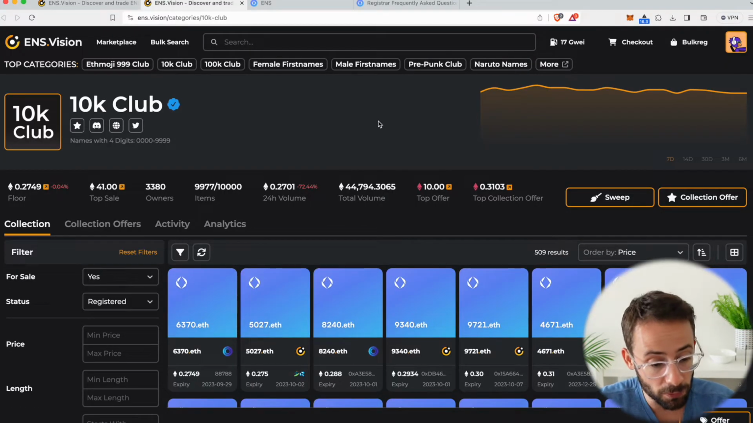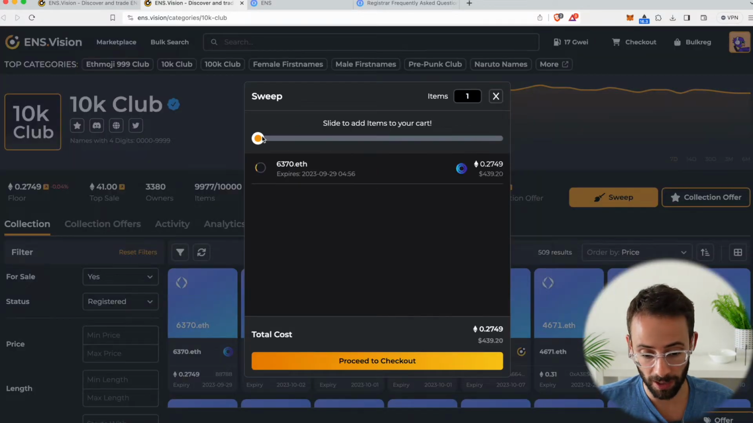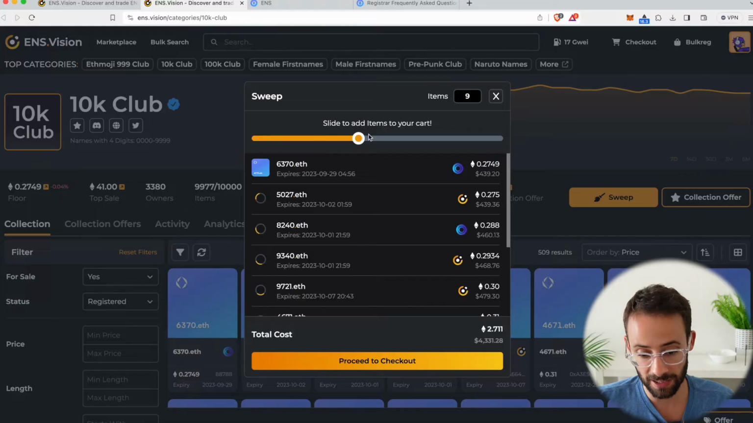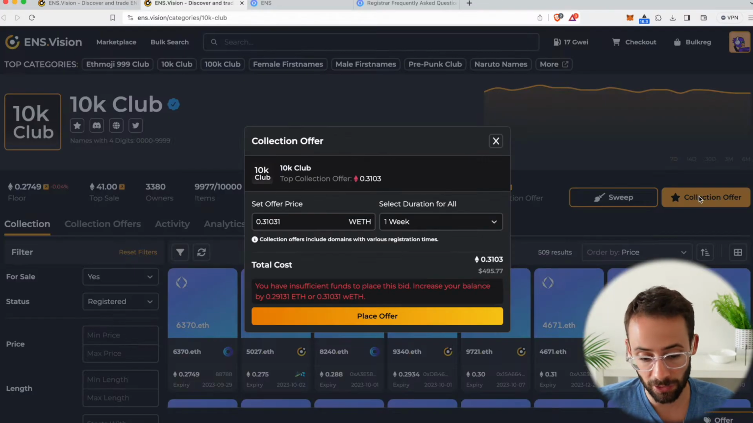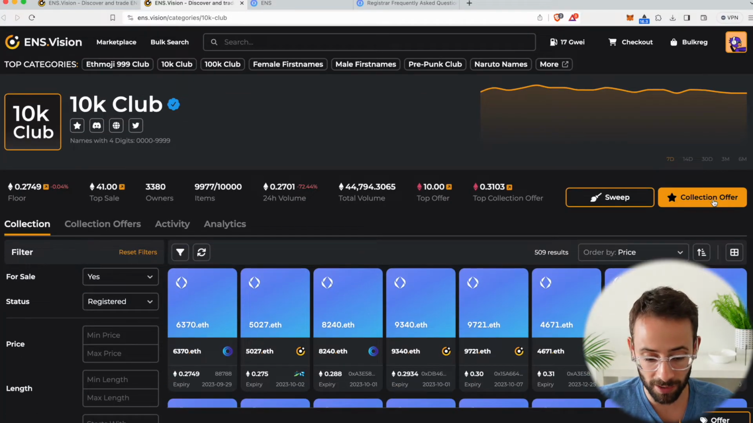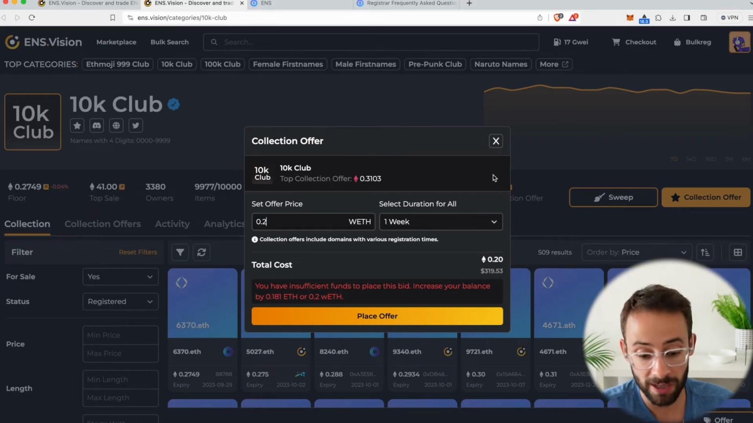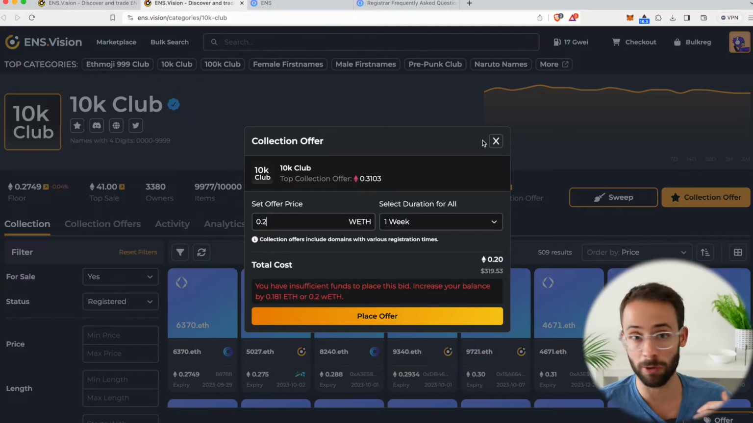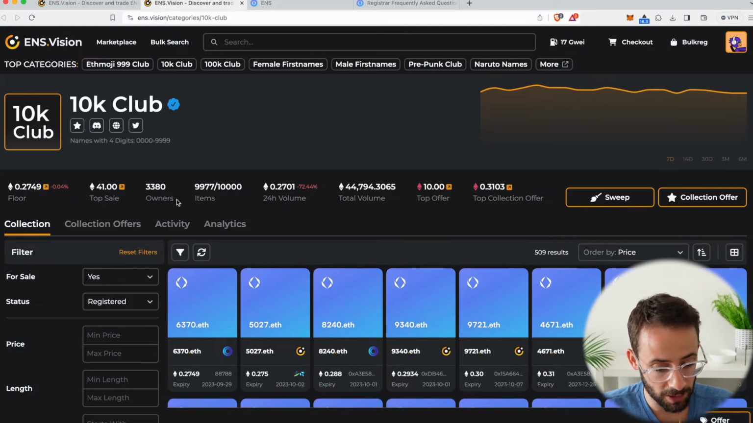Now, in terms of some useful features of the actual ENS Vision app or website, you can sweep a collection, which is great if you wanted to, say, buy like 10 of these things. You could just add 10 to your cart and it would buy the 10 cheapest ones for you. You can make a collection offer. So let's say you didn't care which one you were going to get, but you had a set price in mind. Well, you could set an offer of, say, 0.2 wrapped ETH, and then if anyone that owns one of these domains accepts your offer, you'll get that. So you're offering for any domain in the entire collection. And then there's some additional stats and metrics up here that are useful to see.